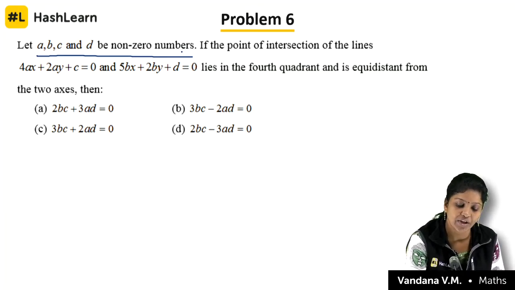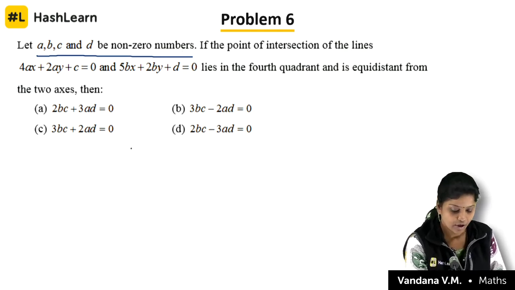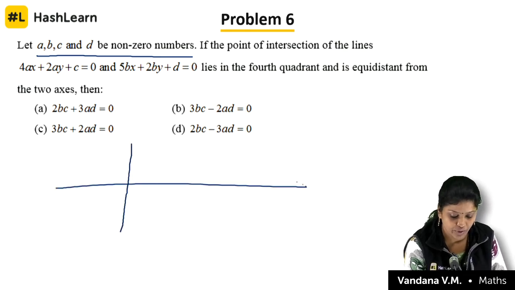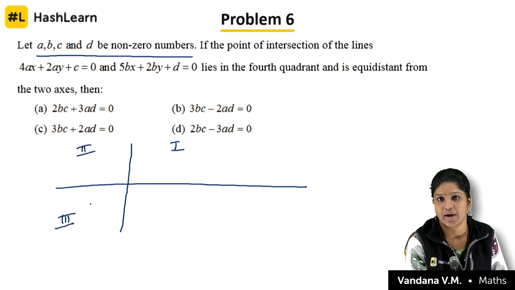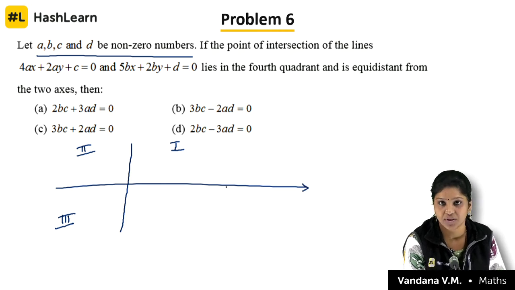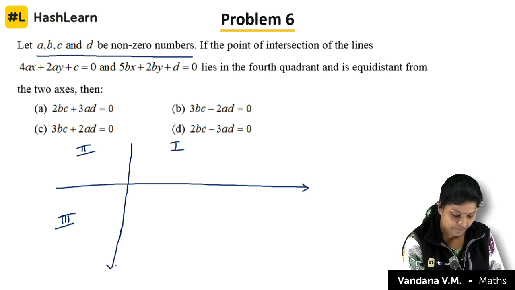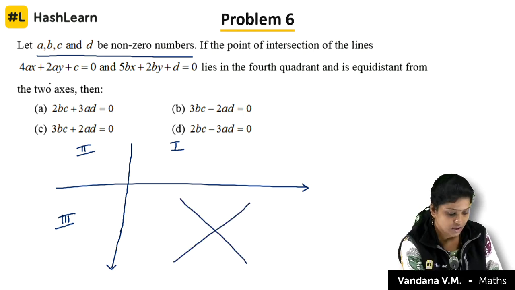If the point of intersection of these two lines lies in the fourth quadrant. Fourth quadrant means you knew, right? This is the first quadrant, second quadrant and the third quadrant. This is the fourth quadrant. How will the fourth quadrant terms be? X is positive, y is negative, isn't it? So there are two lines. First line is what?